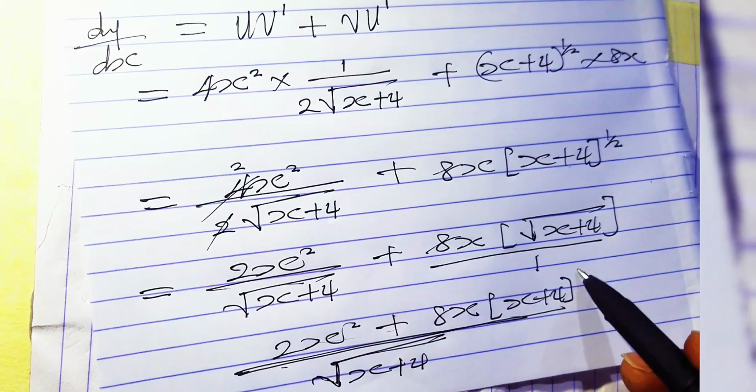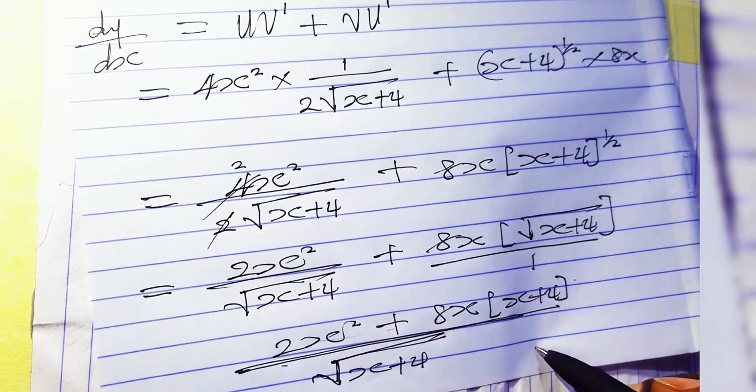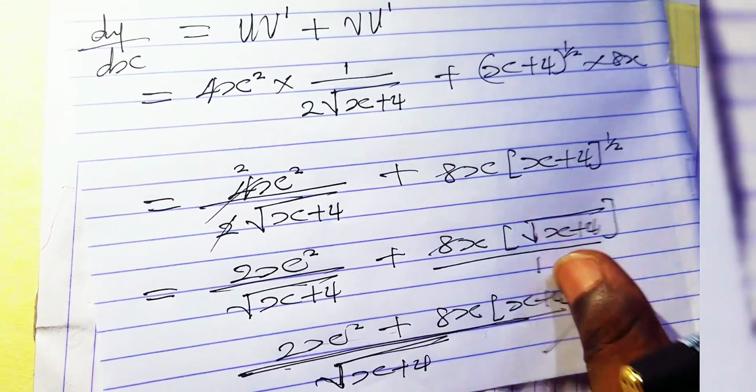So it becomes x plus 4 raised to the power 1, which is the same thing as x plus 4. So this is literally the answer, but we can take it further, just for us to have an answer expressed in its simplest form.